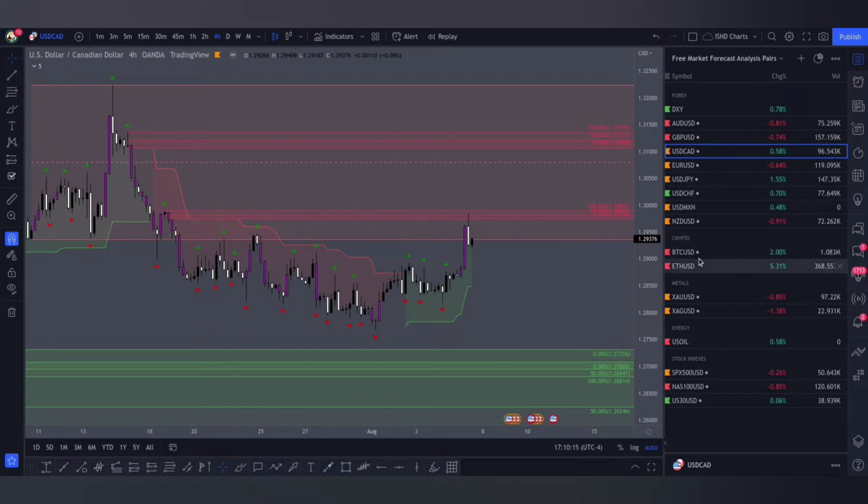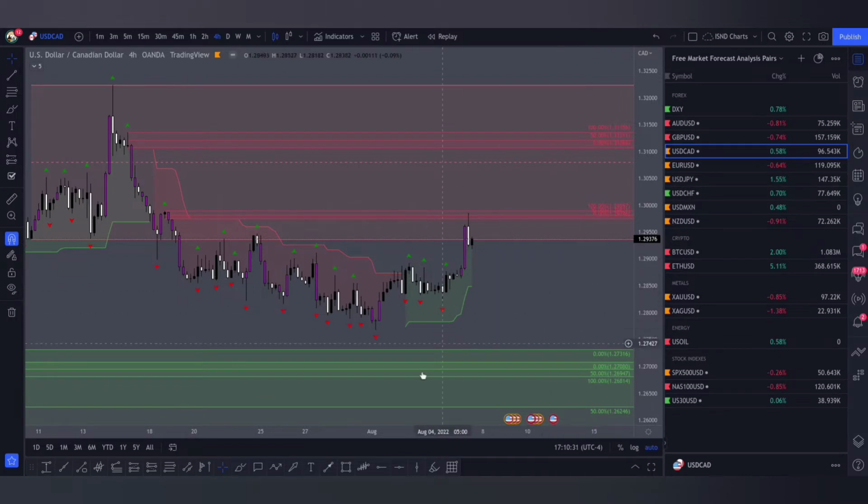Short-term currency bias for USD CAD for the week is consolidation. However, just because that is the short-term currency bias, that does not mean that pair will not give us any substantial moves.